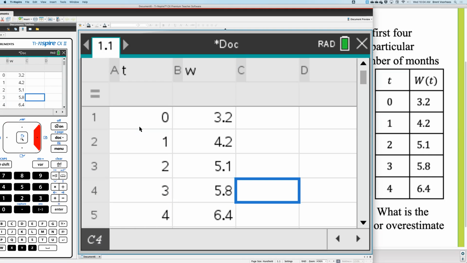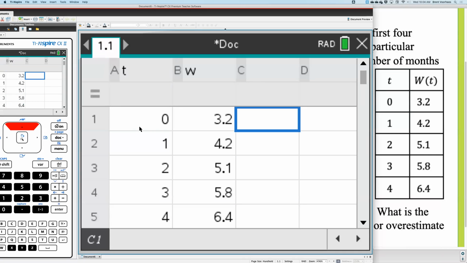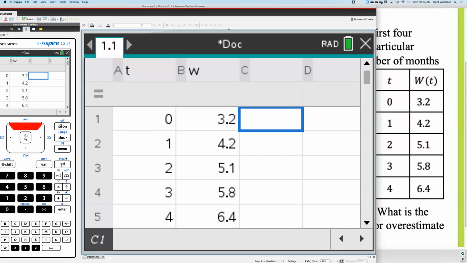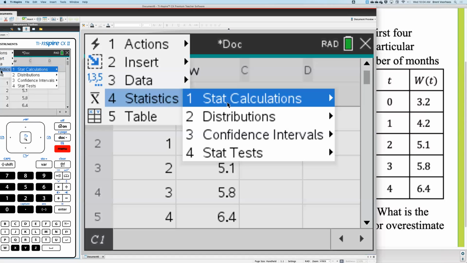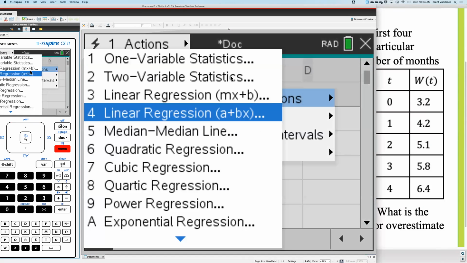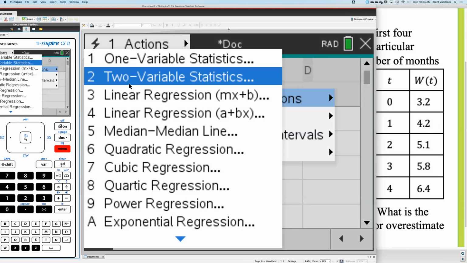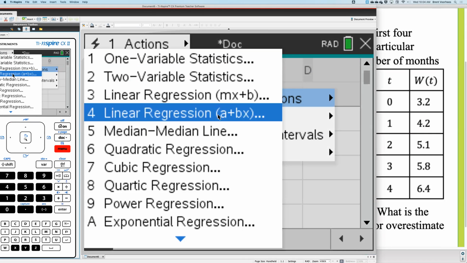After you type those in, what was next? Menu, statistics, stat calculations. Okay, what type of model were we looking for? Linear. And I'm going to choose the one that says a plus bx. That's what it asks us to find.